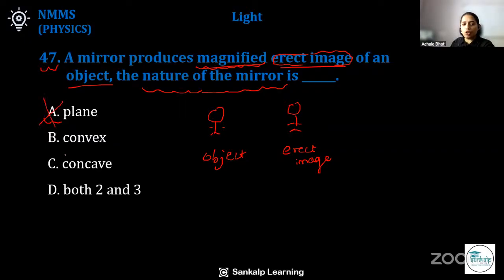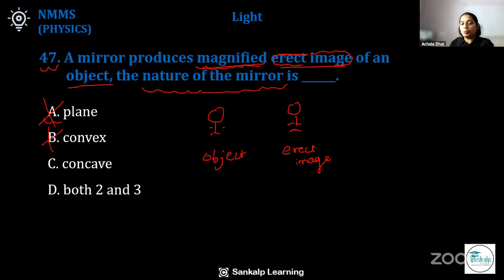Option A is wrong. B, convex. In convex mirror, what happens? Erect image is formed, but they are not enlarged images. They are diminished images. They are smaller in size. Therefore, option B, convex, is wrong.